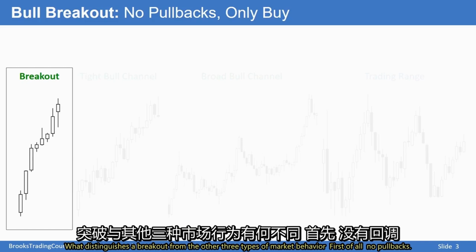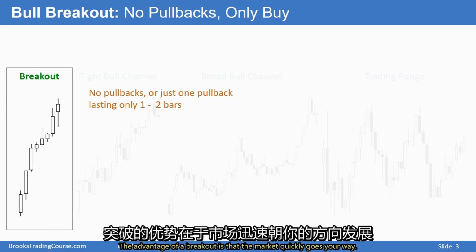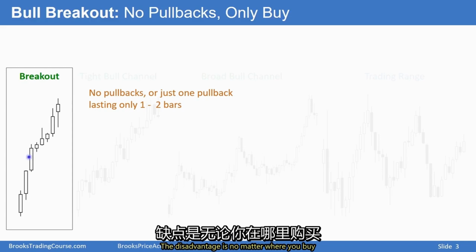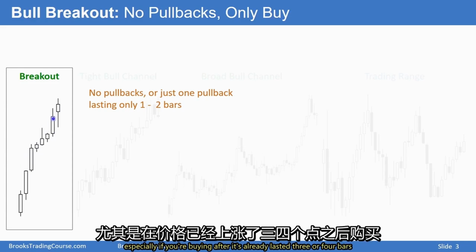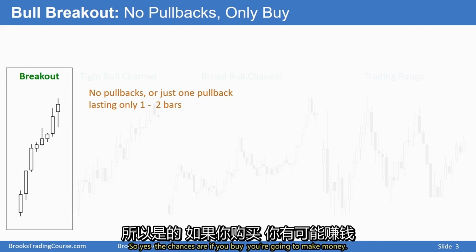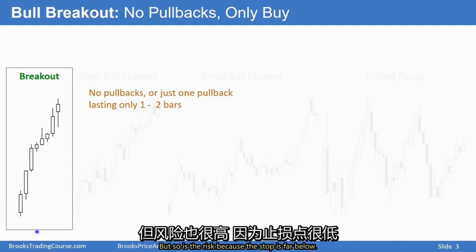Now, a breakout. What distinguishes a breakout from the other 3 types of market behavior? First of all, no pullbacks. And when there are pullbacks, they usually last only a bar or 2. The advantage of a breakout is that the market quickly goes your way. So if you buy, you quickly make a profit. The disadvantage is no matter where you buy, especially if you're buying after it's already lasted 3 or 4 bars, your stop is far below. So yes, the chances are if you buy, you're going to make money. So the probability is high, but so is the risk because the stop is far below.